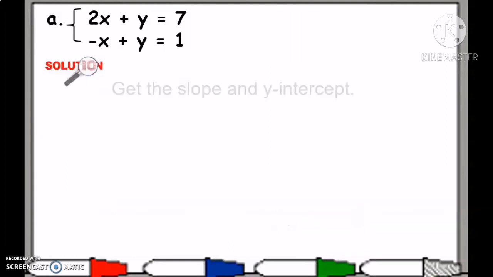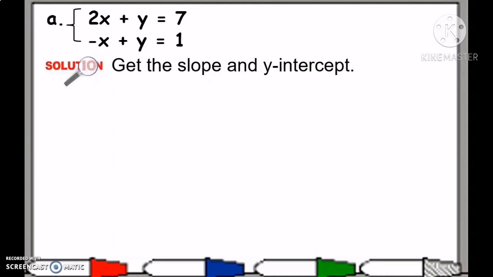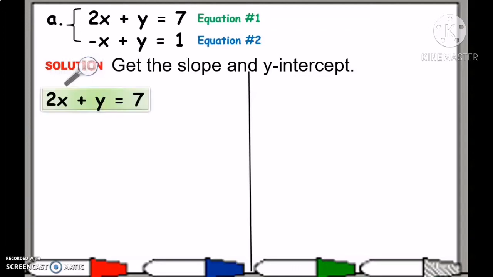So, ito po yung unang gagawin. We're going to get the slope and y-intercept. So, hahatiin po natin for equation 1. Yan po si equation 1 and equation 2. So, we're just going to apply the concept of rewriting in slope-intercept form na kung saan ito ay ang y is equal to mx plus b. Simulan po natin kay equation number 1.